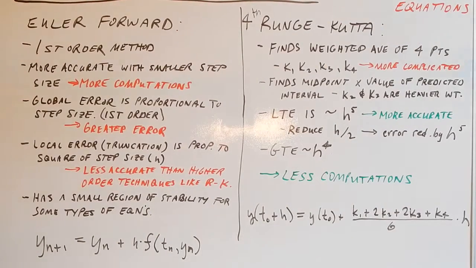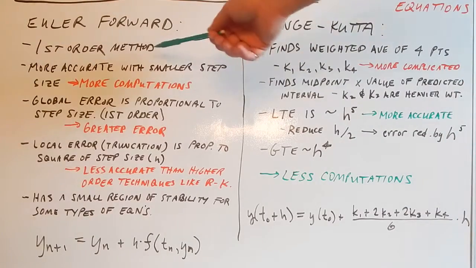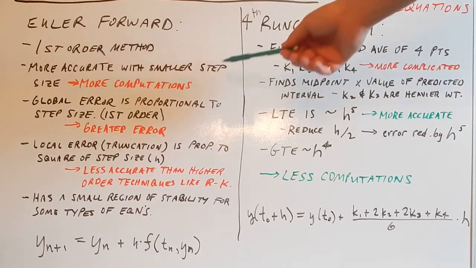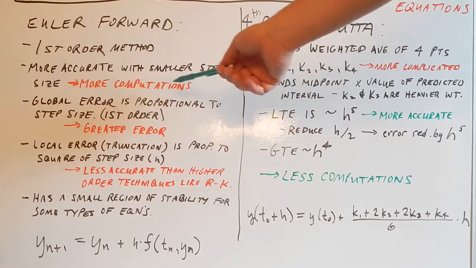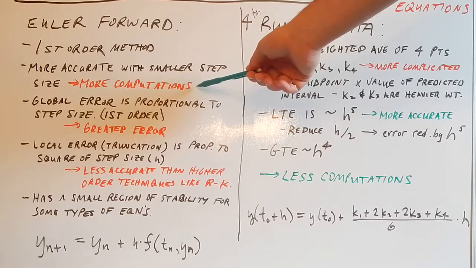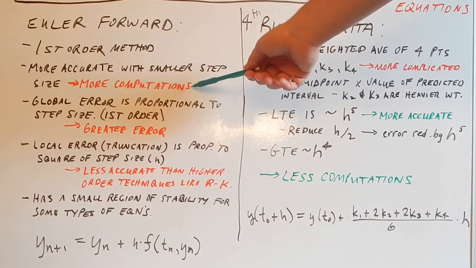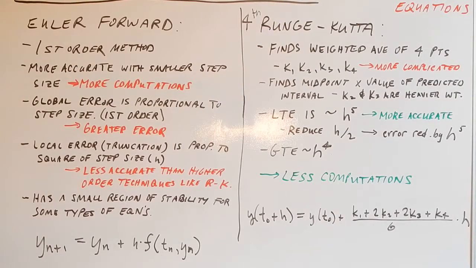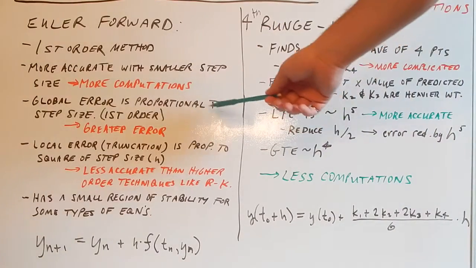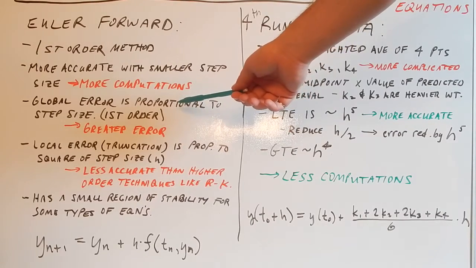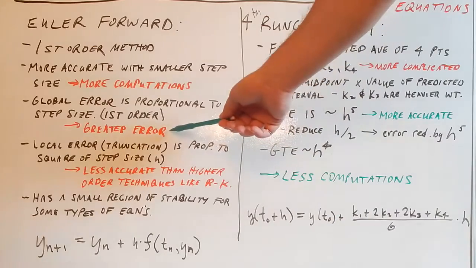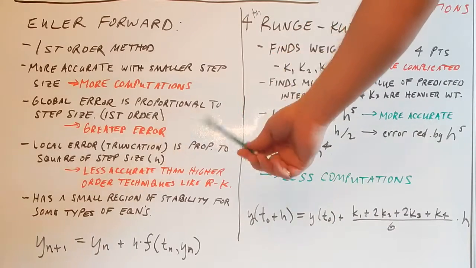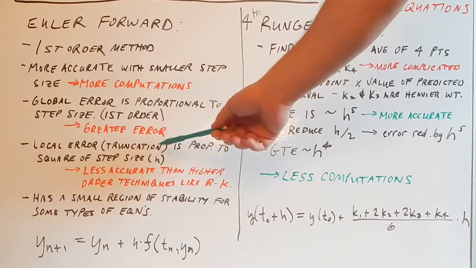So at first I'll start talking about the Euler forward method. It's a first order method. It is more accurate when you use smaller step size, which generally can lead to more computations. And global error for this first order Euler forward method is proportional to step size. And that means you're just going to get greater errors. We'll explain further with the Runge Kutta.